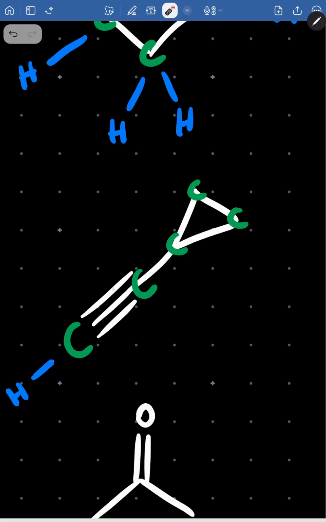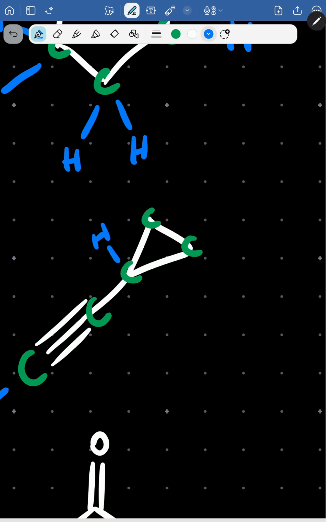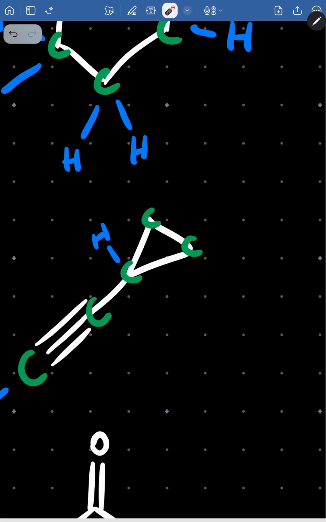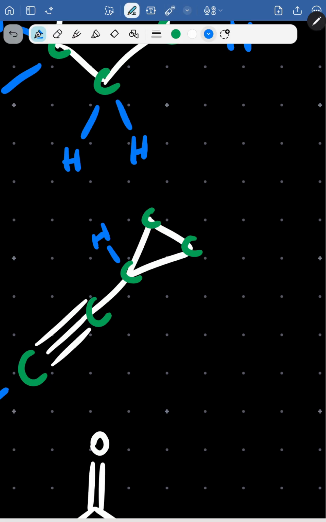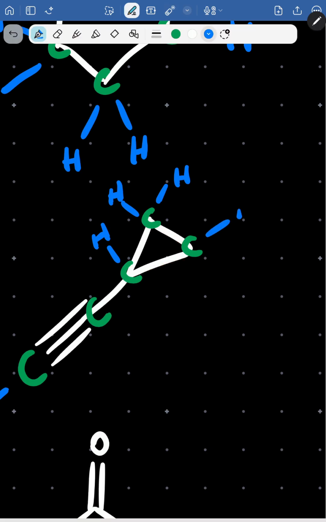How many does the other one have? 1, 2, 3, 4. It's occupied, so it doesn't have any. This one, 1, 2, 3. It has 1 hydrogen atom. This one right here has 1, 2, 3, 4. It has 2 hydrogen atoms. This one, 1, 2, 3, 4. Oh, sorry, 2 hydrogen atoms. And that's pretty much it for this one.